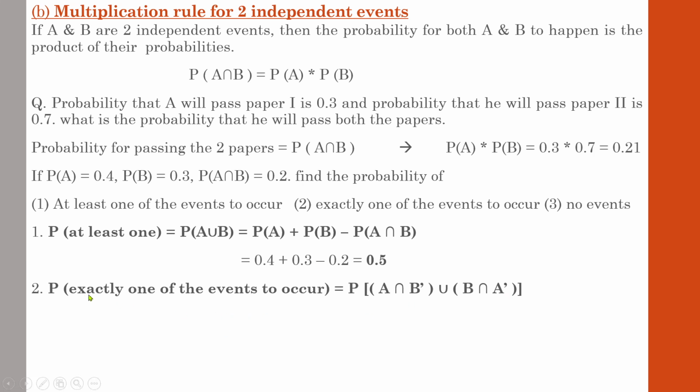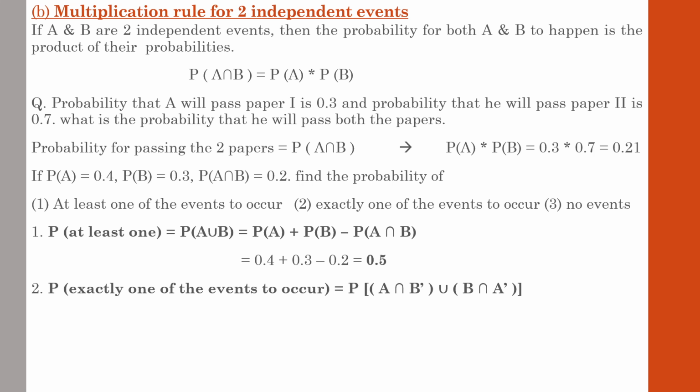The concept of this probability is that exactly one of the events to occur means if A occurs, B will not occur. And at the same time, you can come across a situation where B occurs, in that case A will not come, because that is the meaning of the sentence, exactly one of the events to occur. Here we are studying two events. So if one event occurs, the other will not happen, and if the other occurs, the first will not happen. Here A and B are under study. If A occurs, B will not happen, and here you have to study exactly one of the events. So A and B have equal importance.